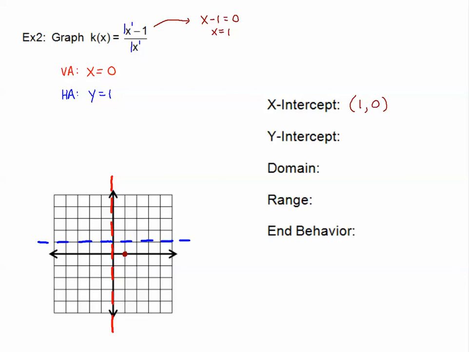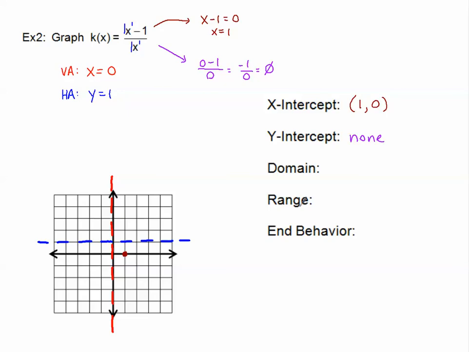Next, we'll find our y-intercept. Our y-intercept comes from setting x equal to 0. So in this case, we have 0 minus 1 in the numerator and 0 in the denominator, or rather negative 1 divided by 0. Wait a minute. We know that we can't divide by 0, so that means that there is no y-intercept. And again, it should make sense because we've covered up the y-axis with this vertical asymptote, so we shouldn't be able to touch the y-axis. So there is no y-intercept.